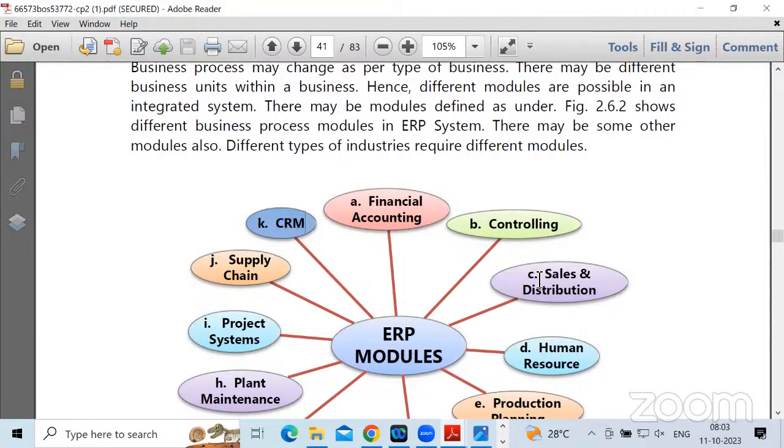Similarly, there are various modules. Sales and distribution takes care of the sales. What is the demand? What is the availability of the stock? What is the expected demand? Combining these and based upon the trend, it will send a request to the purchase department or the production department: this much demand is there, so produce accordingly.